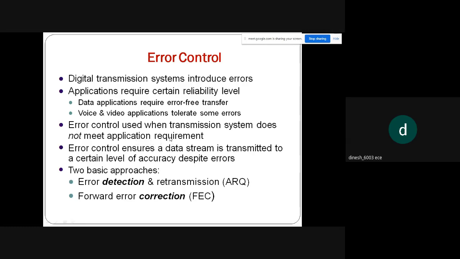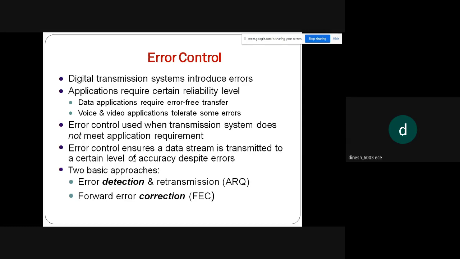Whatever is our demand, that will not be met. So then error is being occurred. So in that case, we can use an error control. The error control ensures a data stream that is being transmitted to a certain level of accuracy. We cannot, as said earlier, eliminate error, but we can have control over that. So there are two different approaches for this.